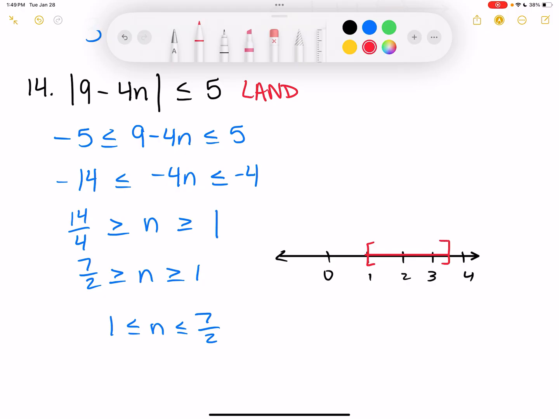Seems like for some reason most of the even ones are and, and most of the odd ones are or. I don't really understand, but we're going to have an or one in a second.